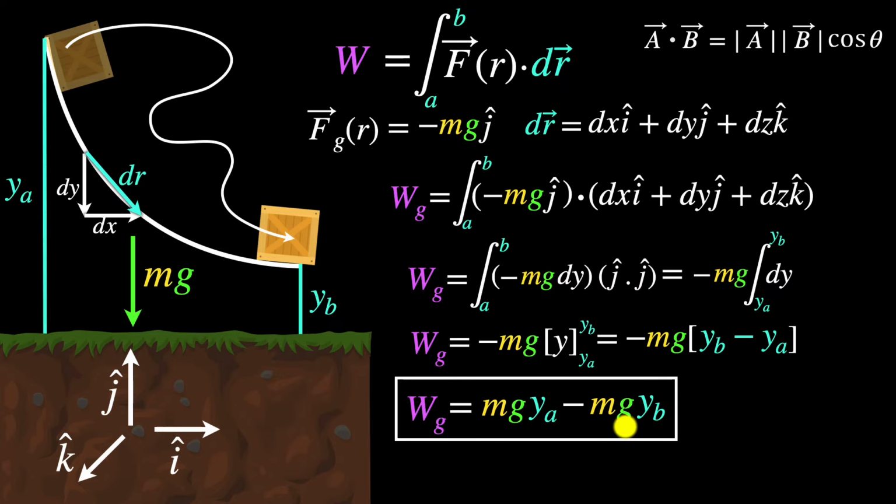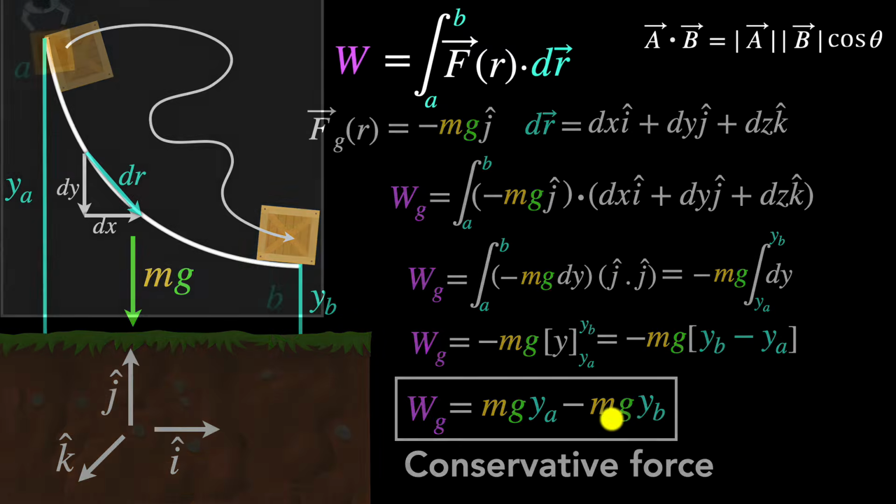It does not depend on the path. It only depends upon the initial and the final position. Such forces are called conservative forces. Conservative forces are the forces whose work done are path independent. They only depend upon the initial and the final position. Now I'm sure at this point you have a lot of questions, but before addressing them, let's take another example.